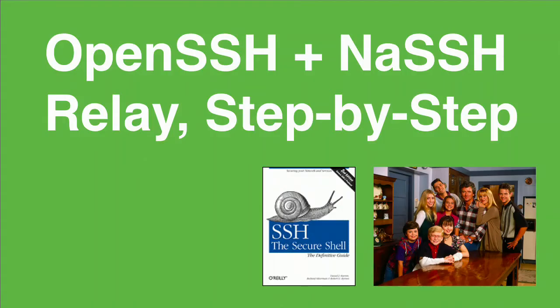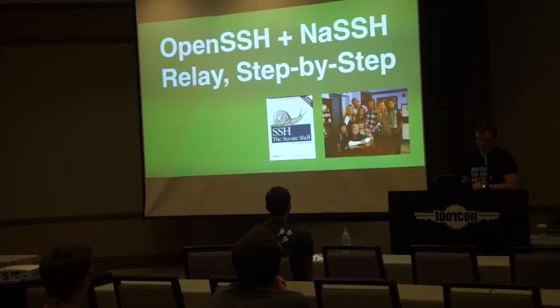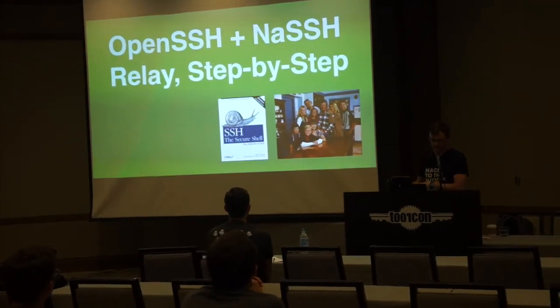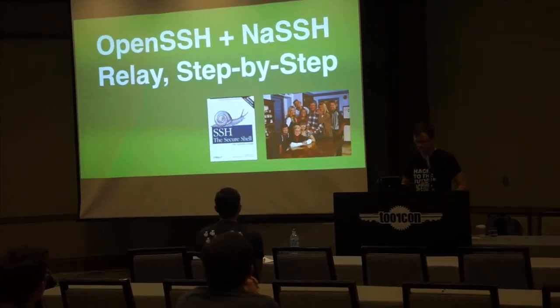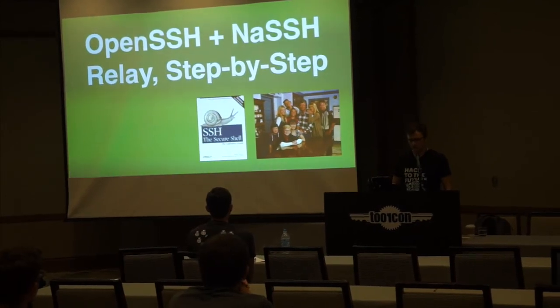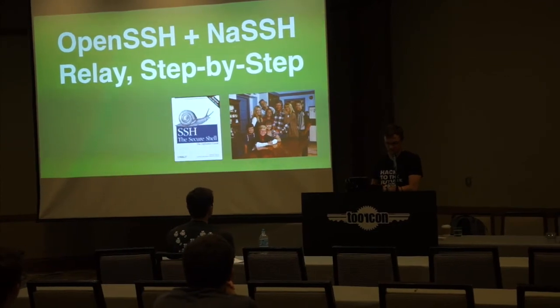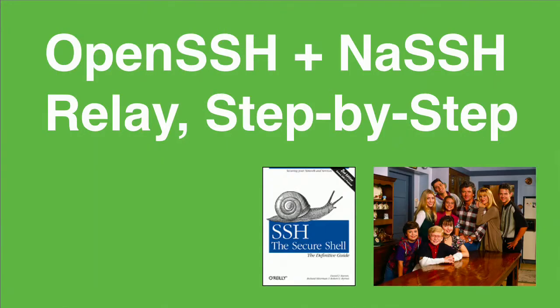So now I'm going to go through a step-by-step of how this all works with OpenSSH plus this NASSH relay, this access proxy. I'm not going to go over how it works with Chrome Secure Shell, because basically if you get it working with OpenSSH, it'll work with Chrome Secure Shell. They're not terribly different. We pass a few different query parameters in the local proxy versus what Chrome Secure Shell sends by default.